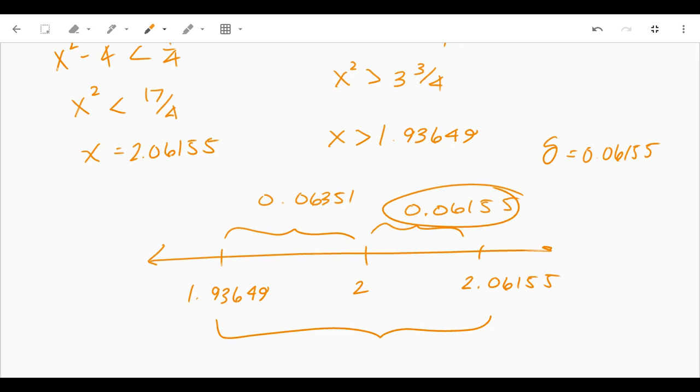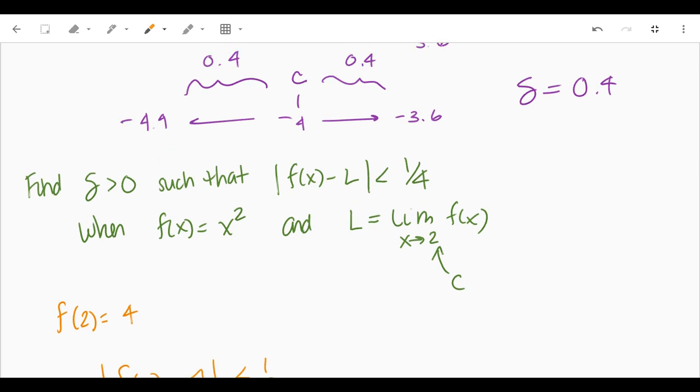Think about it in your brain again. We have basically found an interval close to 2 that will always put our function close to 4. So that tells us that the limit as we approach 2 is going to be 4, mainly because we can keep making that interval smaller and smaller and get closer and closer to 4. If I want to redo this with 1/40th, I can still do all this work and it's going to get me closer and closer to 4.